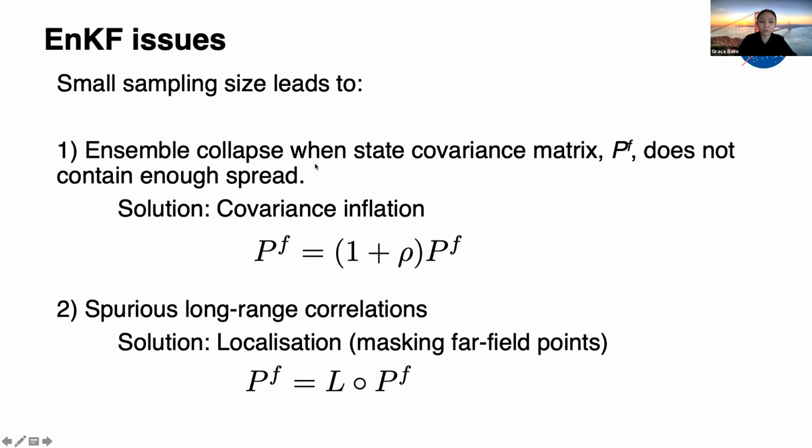And to avoid these issues, there are several solutions proposed. So for the ensemble collapse, you just implement some covariance inflation. For the spurious long-range correlation, you apply some localization, basically just masking far field data points.